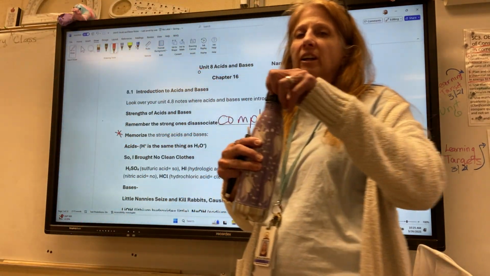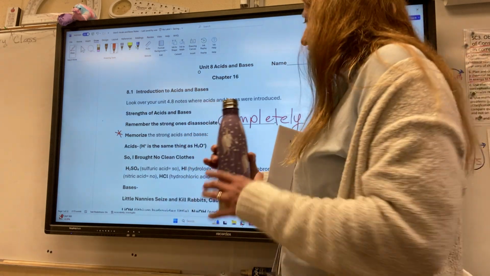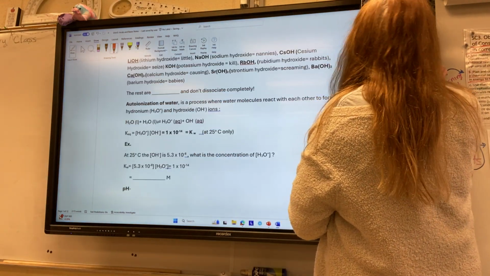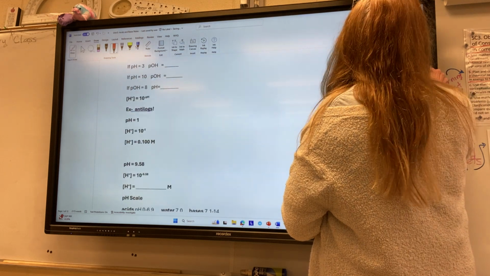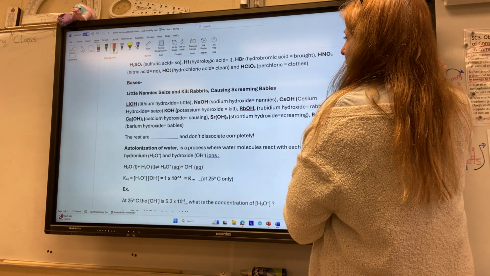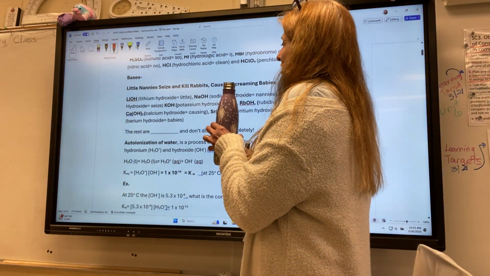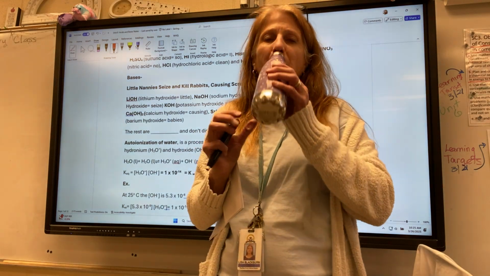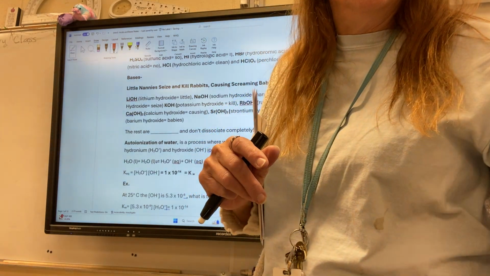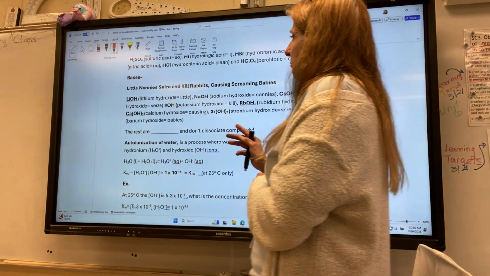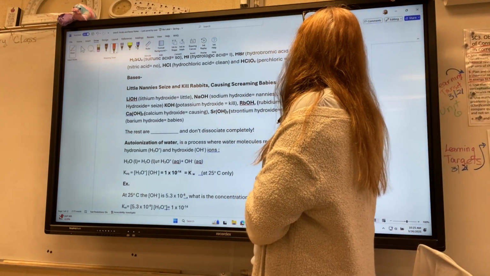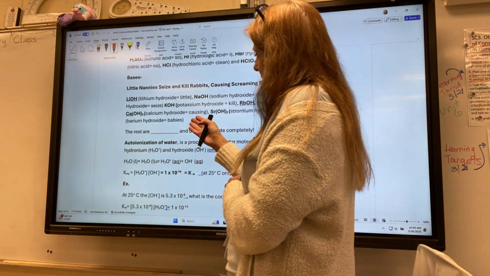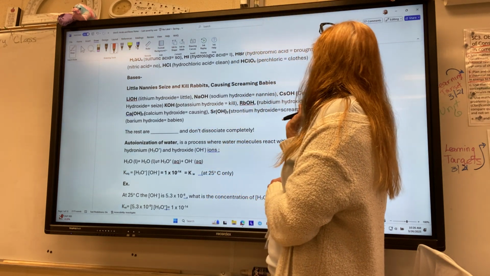Now, there is debate among the bases. So the one that I have seen more than once online for bases is this one. Little Nanny sees and kills rabbits, causing screaming babies. I think it's kind of weird, and it doesn't really help me remember them too much. But lithium hydroxide, sodium hydroxide, cesium hydroxide, potassium hydroxide, rubidium hydroxide, calcium hydroxide, and strontium hydroxide, and barium hydroxide.